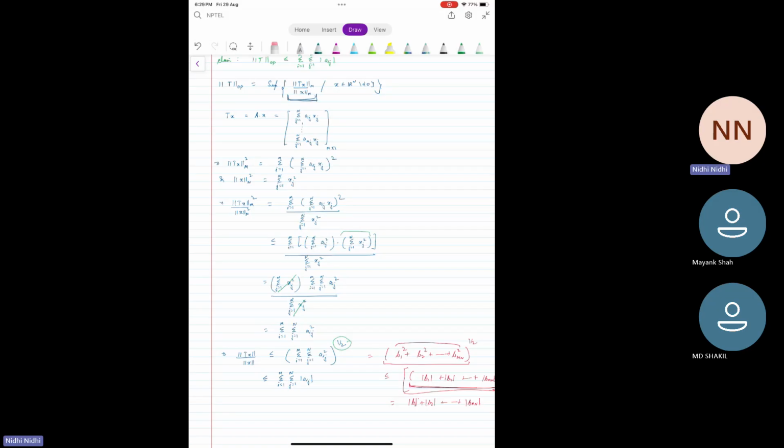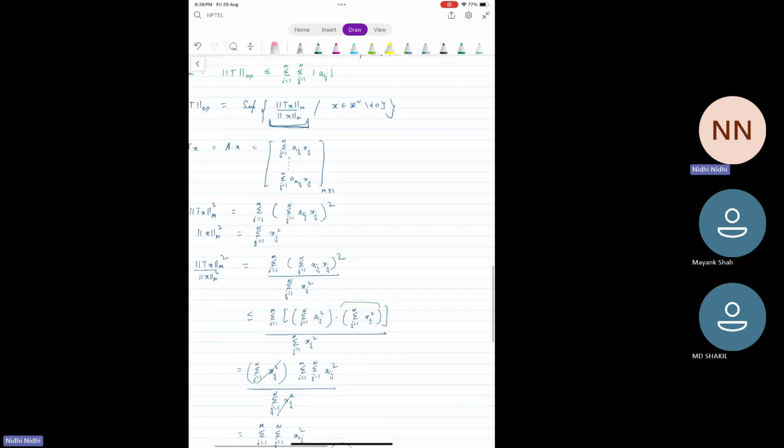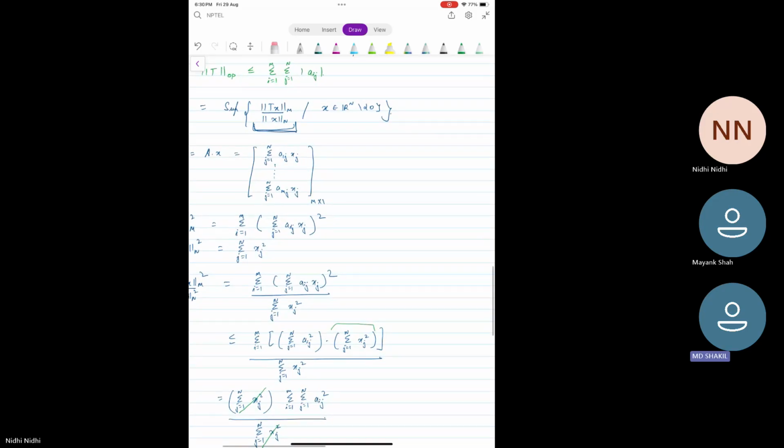Ma'am, how is this definition of operator norm using supremum equivalent to the infimum definition we had seen earlier? Actually, we had seen that the operator norm is equal to the infimum of all positive c such that the norm of Tx is less than or equal to c times the norm of x. These both definitions are equivalent.